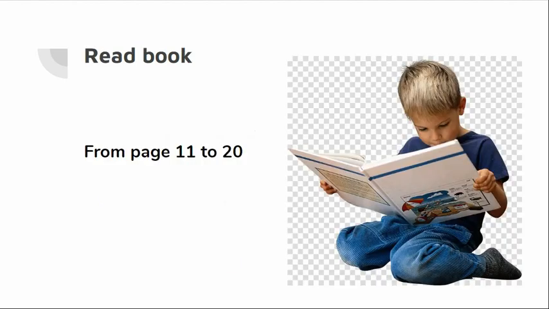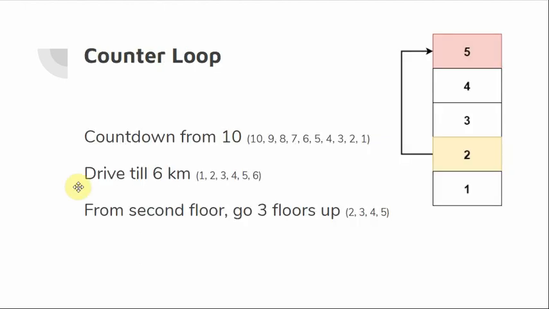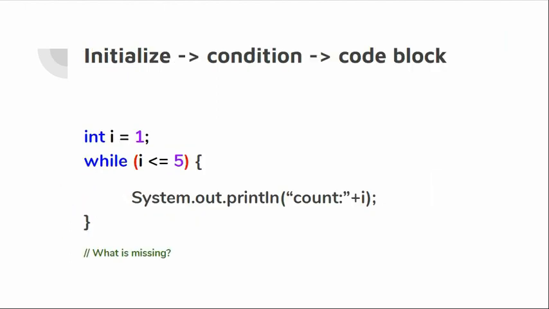Another could be reading a book, like from page 11 to 20. Again, we are reading a page one by one and we are counting from 11 to 20. Similarly, we have looked at other examples like countdown from 10 to 1, drive 6 kilometers, or from the second floor go 3 floors up. All these are examples of counter loops, the for loop.